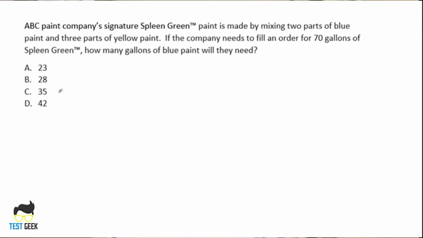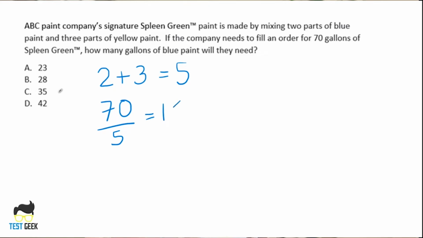So first step, figure out the number of total parts. So in a 2 to 3 ratio, there are 5 total parts, right? 2 plus 3. And divide the goal value by the number of total parts. So our goal value is 70. So we want to divide 70 by 5. So 70 divided by 5 is 14.